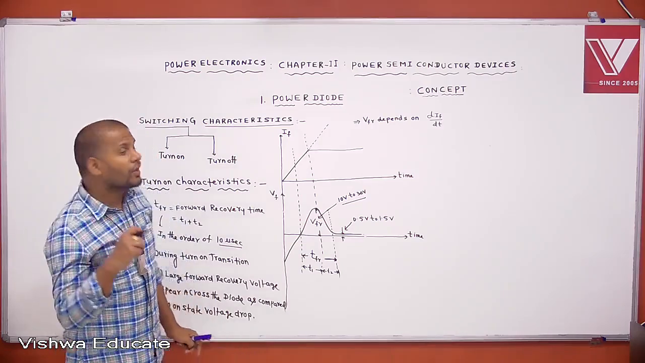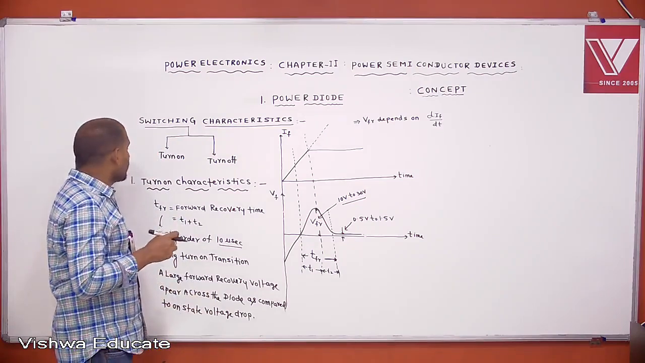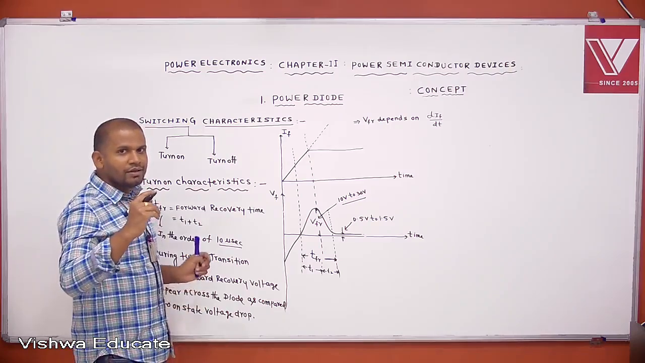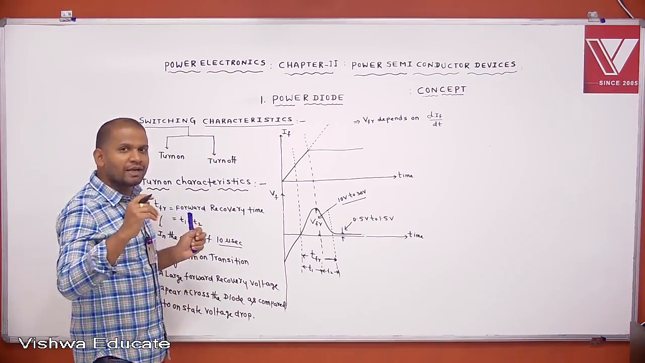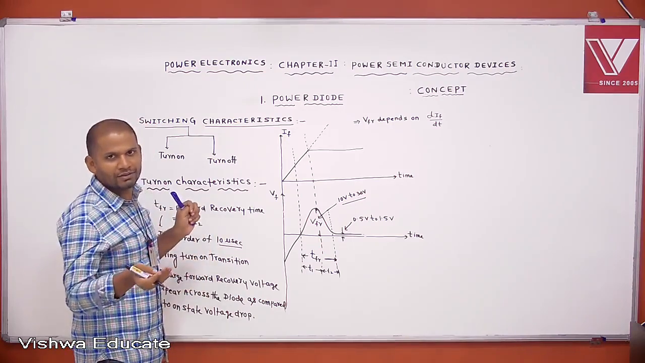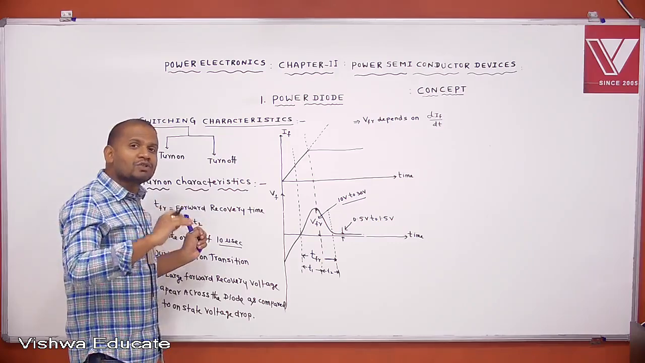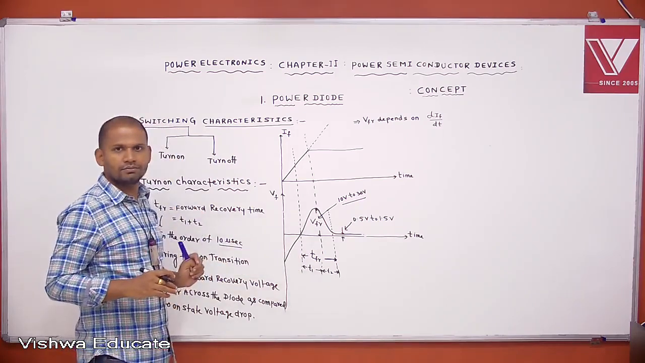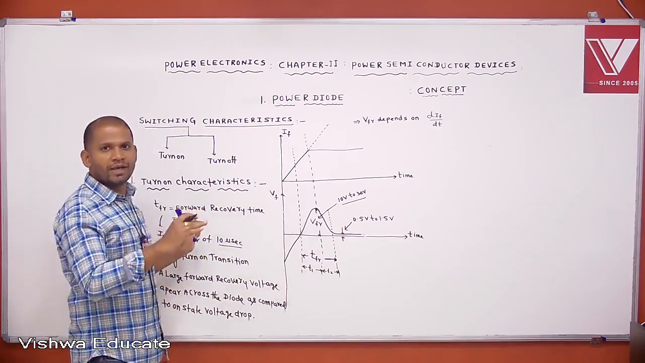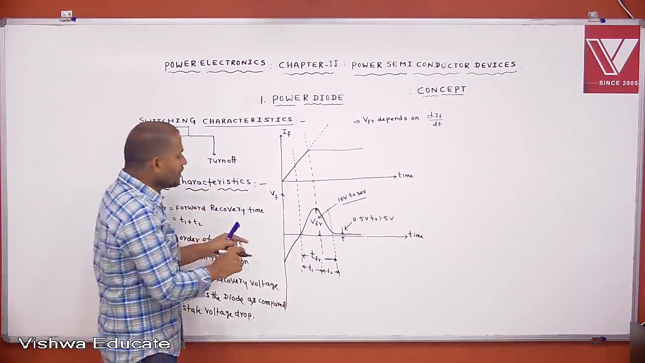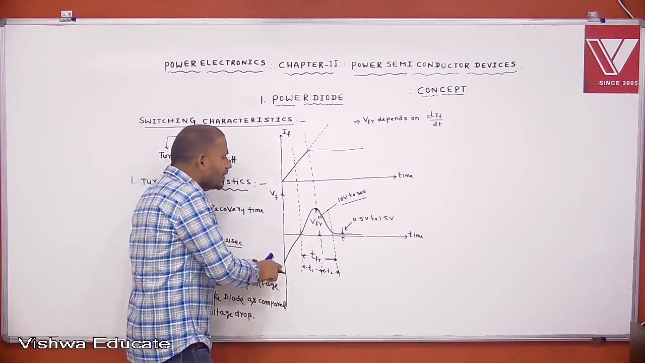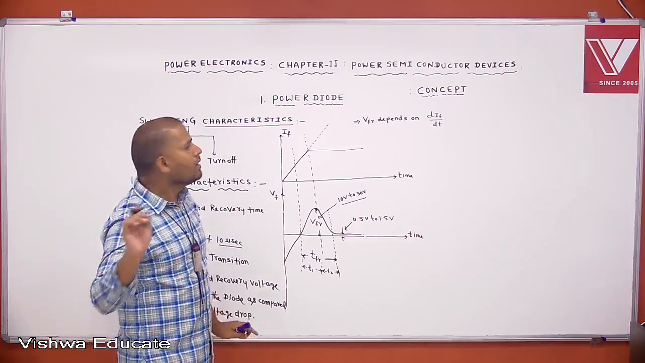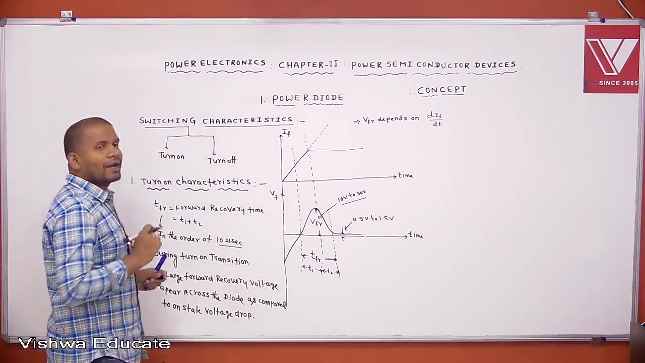Understood? Now we concentrate on the turn-off characteristics of a diode. This is very important. Turn-on is a change of device conduction from reverse bias to forward bias. Initially, let us assume the diode is under reverse bias condition. If the forward voltage is applied, changing from reverse to forward, this time is the forward recovery time. Clear? Now we concentrate on the turn-off characteristics of a diode.